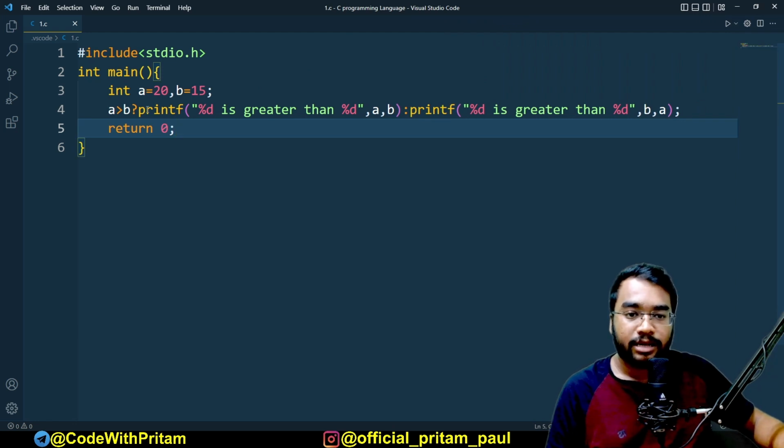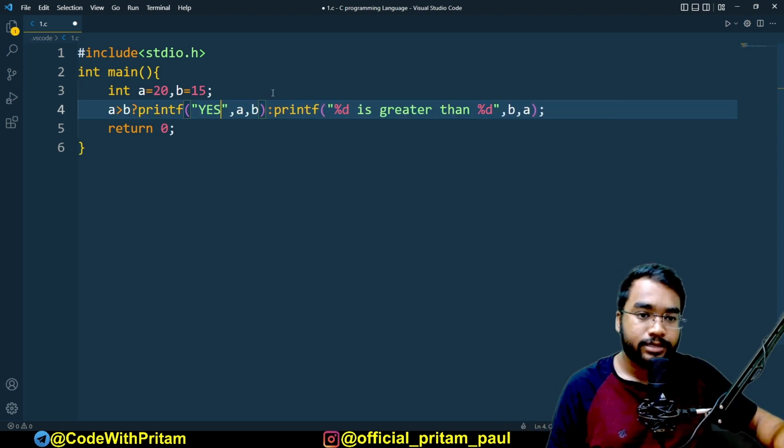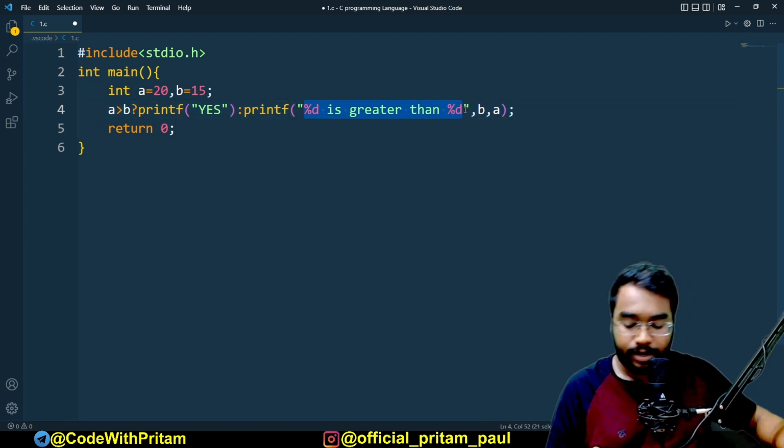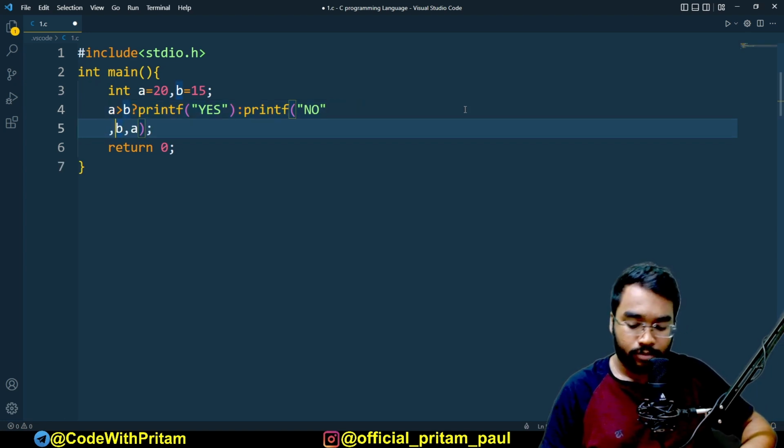Now let's take another example. printf, yes, for example I'm just writing printf yes, and here it is printf no.